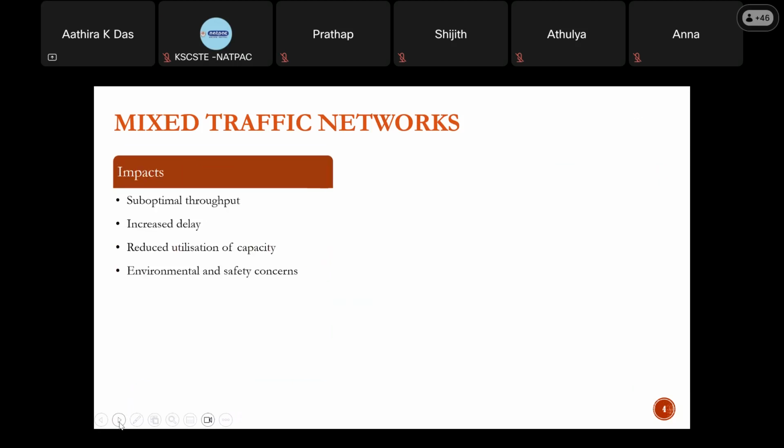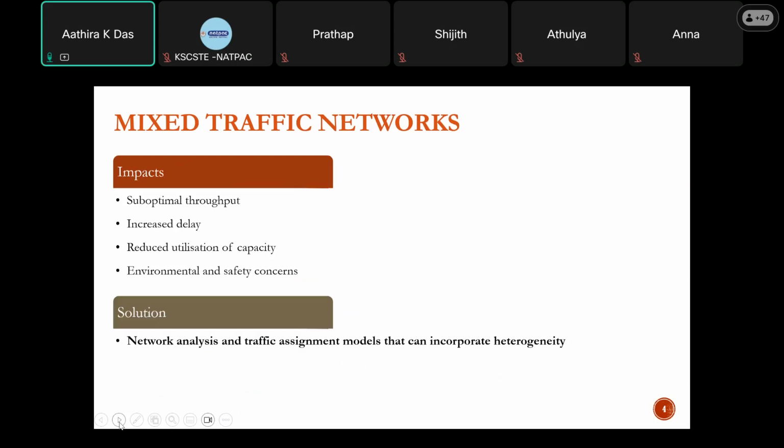These features of mixed traffic adversely affect the flow in a network. That is, they result in suboptimal throughput, increased delay experienced by the travelers, and reduced utilization of available road capacity. They also lead to several environmental and safety concerns. Therefore, it is important to address the ill effects of heterogeneity as determining the flow patterns in a network with certainty becomes complicated due to these features of mixed traffic.